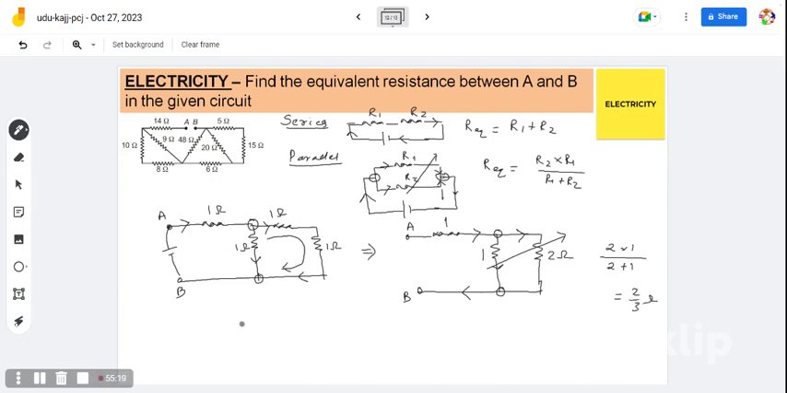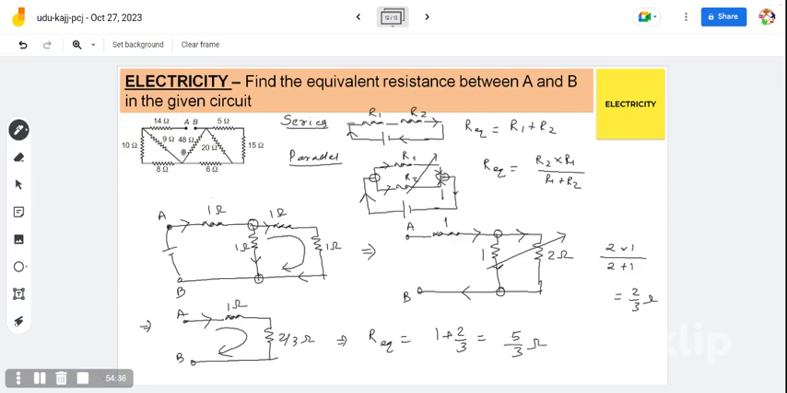Let us further reduce the figure. So what we get is A, we get the resistance 1, and between these two points we get 2 by 3 ohm, then 1 ohm, and this is the point B. Now the same current will flow through this branch. So the net equivalent resistance between A and B will be 1 plus 2 by 3. So we get 5 by 3 ohms.